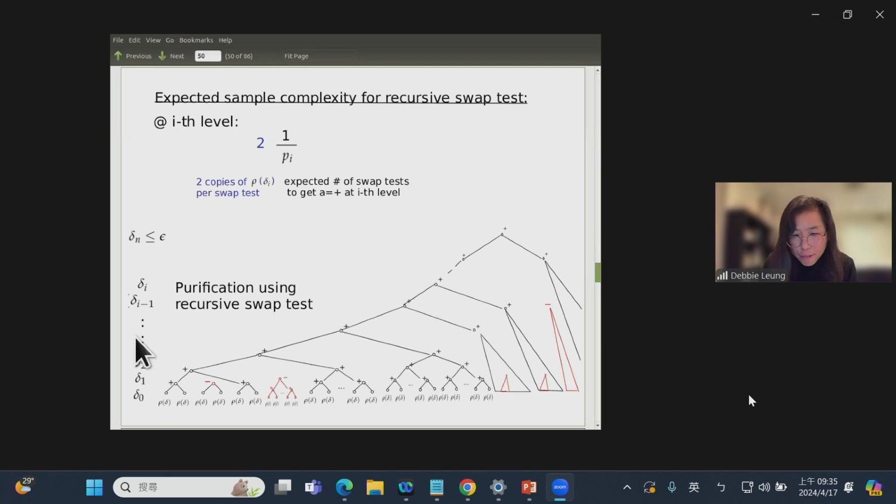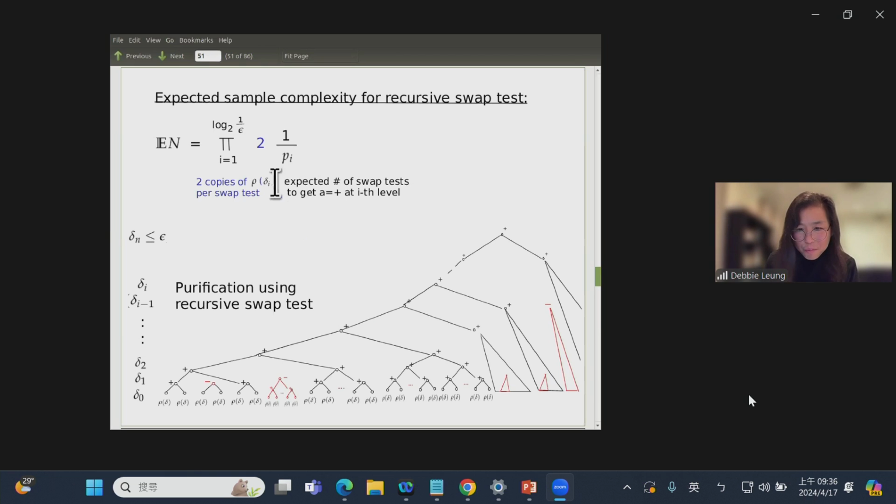So at the ith level, I need 2 copies of rho delta I per swap test, and the test passes with probability pi. So I need to repeat roughly 1/pi number of times. So this is how many samples I need for the ith level. And then the whole sample complexity is the product of all the iterations together. So this is the actual expression for the expected sample complexity.